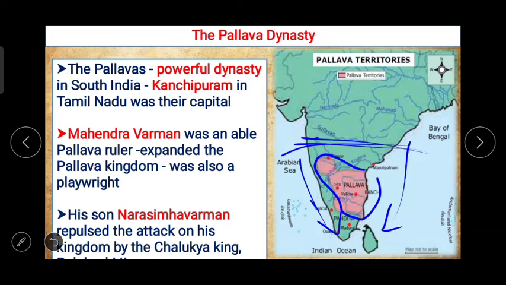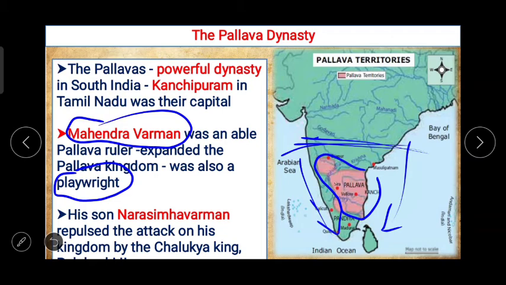Kanchipuram in Tamil Nadu was their capital. Mahendravarman was an able Pallava ruler. He expanded the Pallava kingdom. He was also a playwright. So they did not only show their valour in battle, but also wrote.